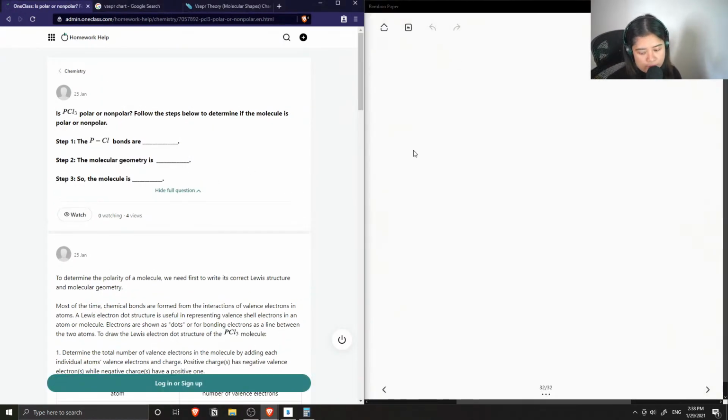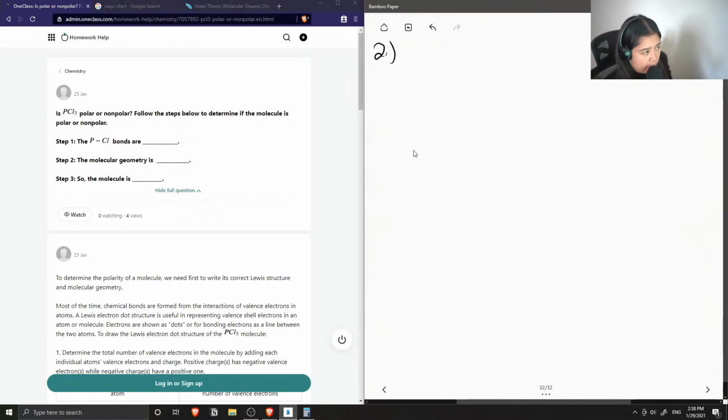Okay, so question number 2. Is phosphorus trichloride polar or nonpolar? Follow the steps below to determine if the molecule is polar or nonpolar. So first, let's sketch out its Lewis structure so that we can visualize what this molecule may look like.